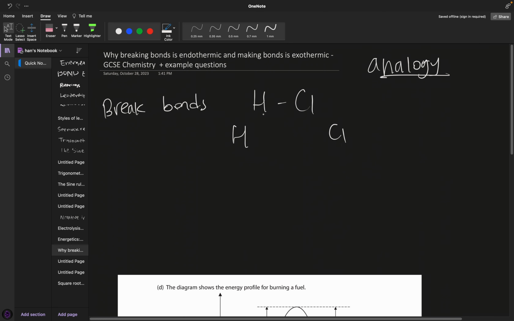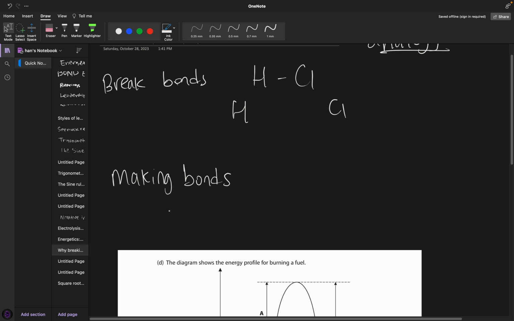So that's why I came up with a really simple analogy so that you can easily remember this for your exams. Let's start with making bonds first. When you think of making bonds, you would think that is an endothermic process, because bonds are being created, so you'd need energy to do that. But why is it an exothermic process? It goes opposite to your logic, so this analogy makes it really simple.